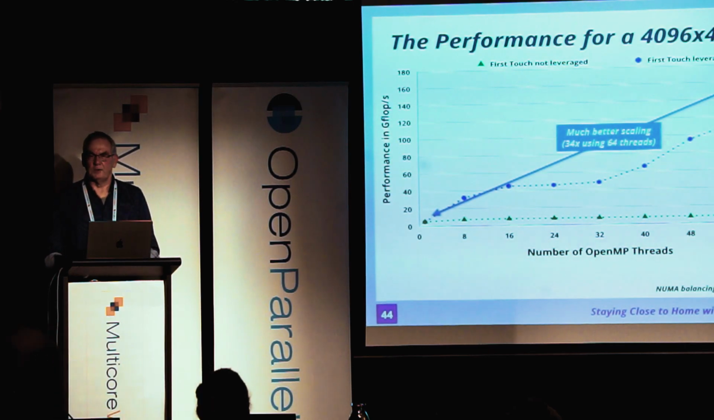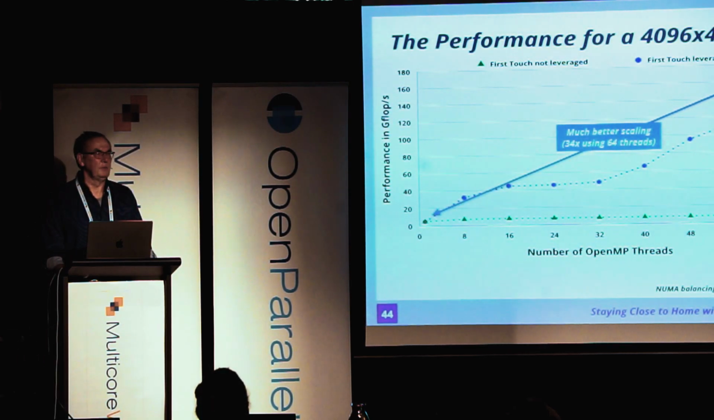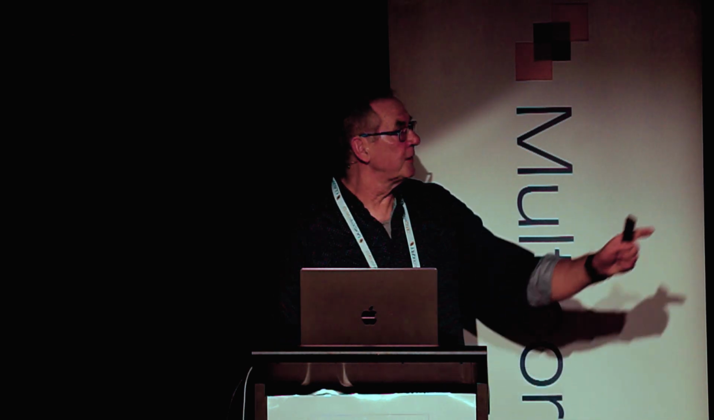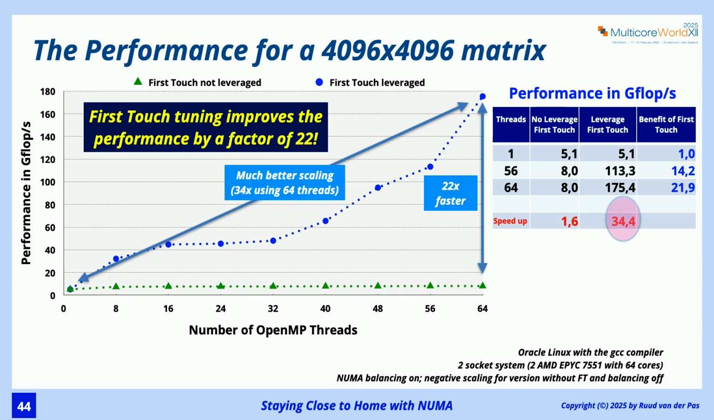But if you just look at those 2 points, what you see is now we get a scaling of 34 using 64 threads. Not 64, still, okay, but certainly significantly better. And if I look at the best score that I had before in 64, and then I look at what I now get, I get an improvement of 22. And all I did was some small changes. And here, that table summarizes it.